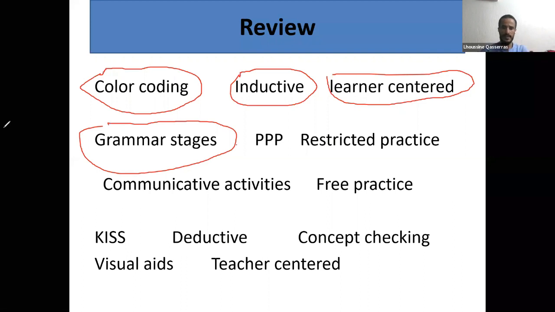So many. Okay, good. PPP, we talked about presentation. What do you mean by restricted? Give me some examples of restricted practice. Fill in the gap, good. Others, fill in the gap. Yeah, give me other examples. We have only fill in the gap? That's it. Other examples, matching, very good, Samia, Jbani.